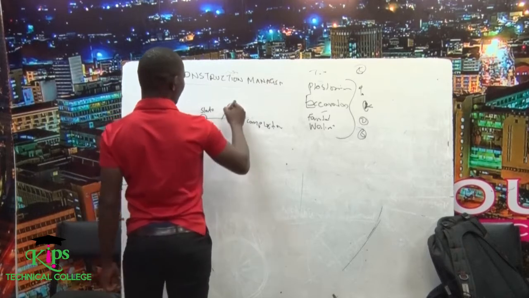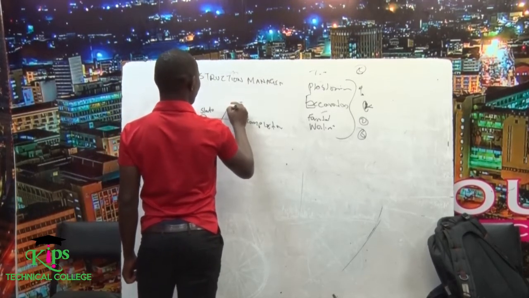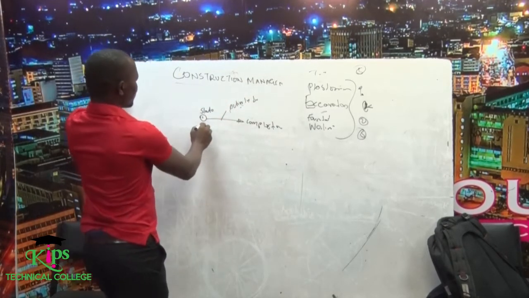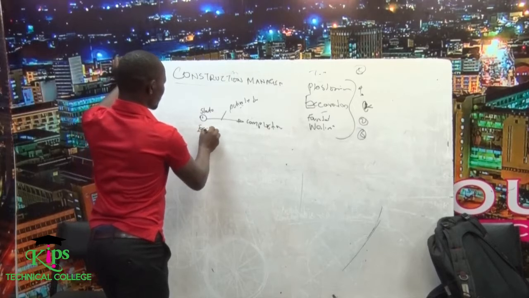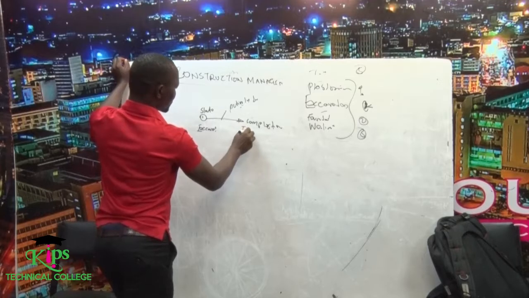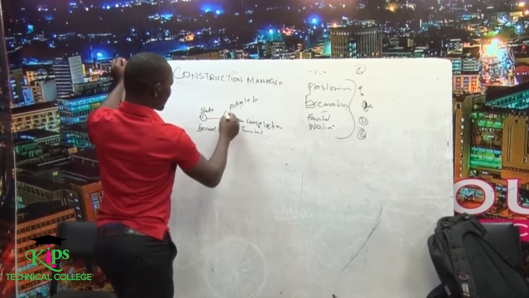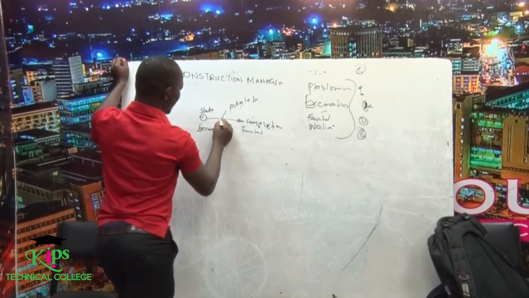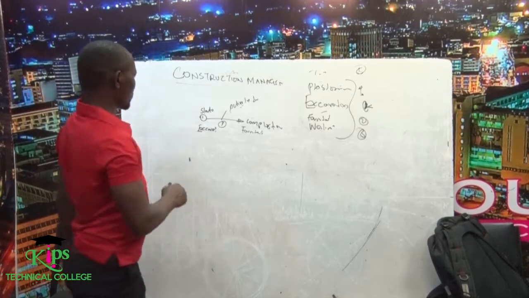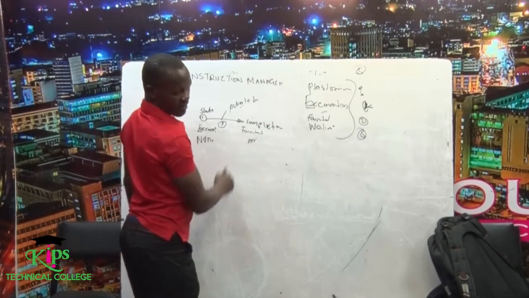Then this one is the activity duration. For example, if excavation takes 4 days for us to go to the next one, which is the foundation, then we put the duration on that arrow. If it was supposed to take 3 days, then we put 3 days at that arrow. This is called the node, and this is called the arrow.